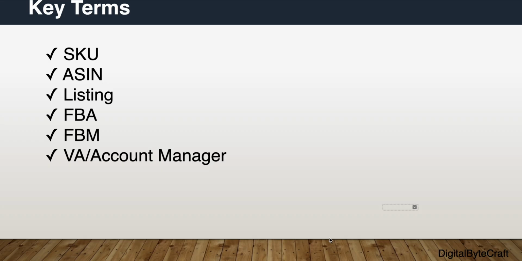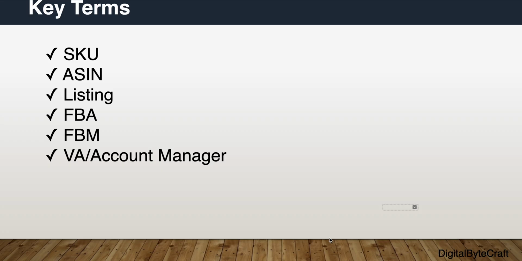So, what is a listing then? A listing is basically the page for your product, how you are going to present your product. Now, what is FBA? This is one of the hottest topics going on. FBA is Fulfillment by Amazon and FBM is Fulfillment by Merchant. So you have two ways of fulfillment here.